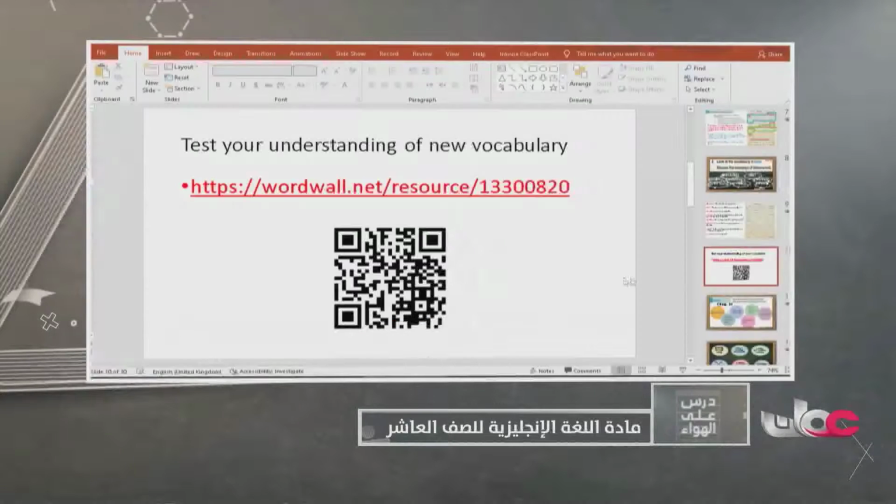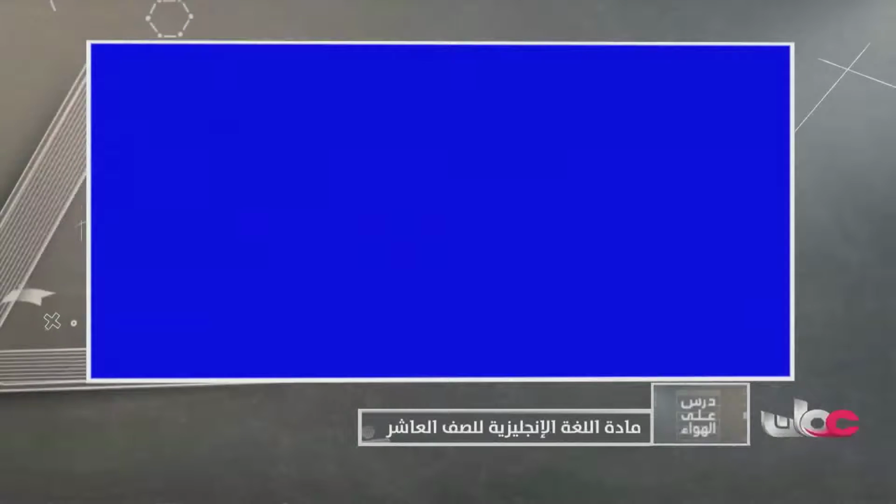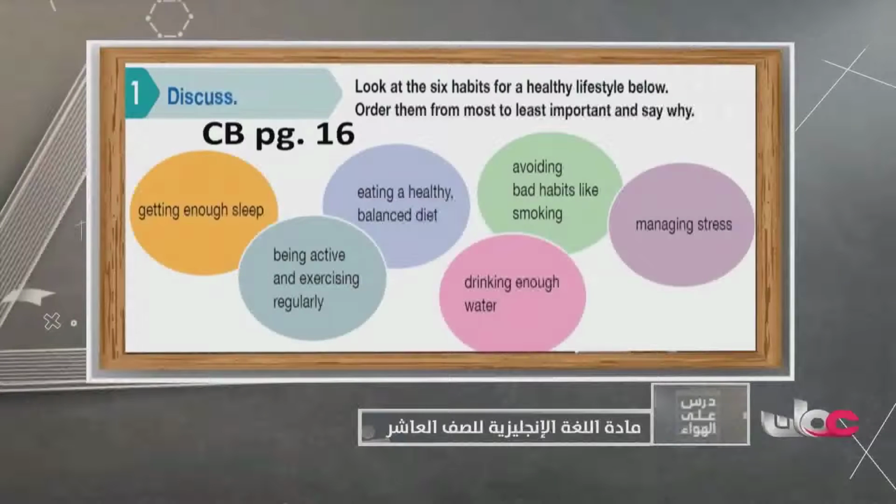And let's now go back to our lesson. So now guys, let's go to the class book, please, page 16. Look at your class books, page 16. Now the question said, look at the 6 habits for a healthy lifestyle below. Order them from the most to the least important and say why. Now let's read these 6 habits together and see which one is the least important and which one is the most important.